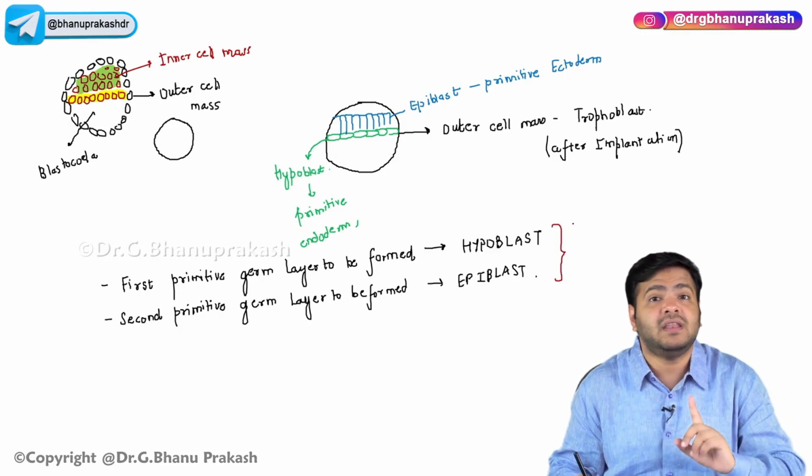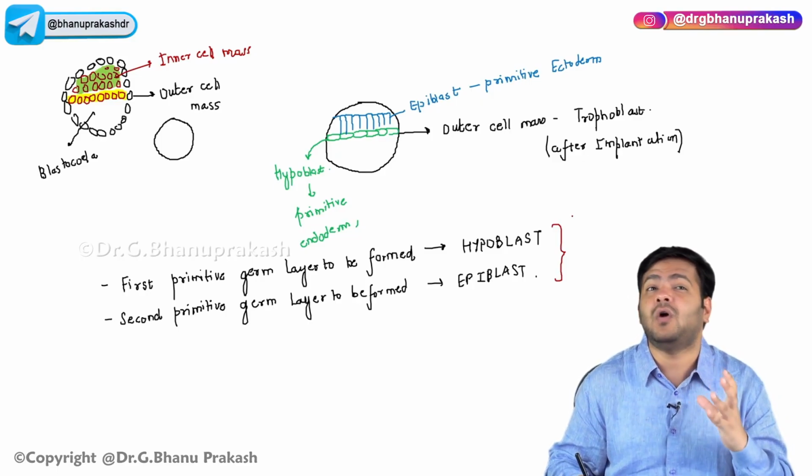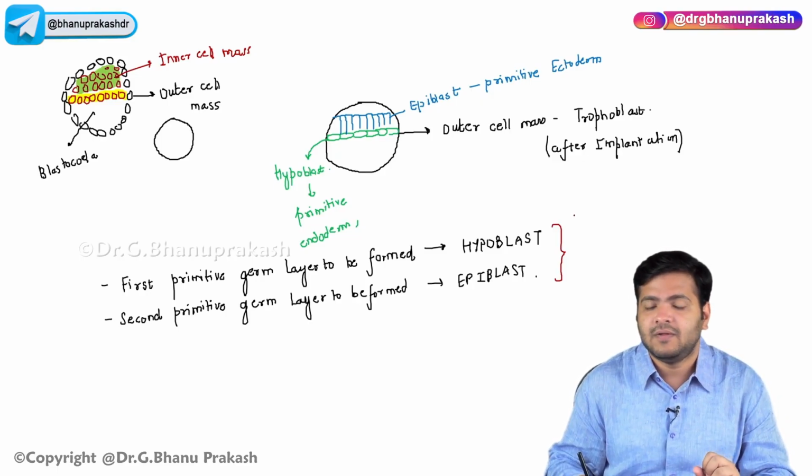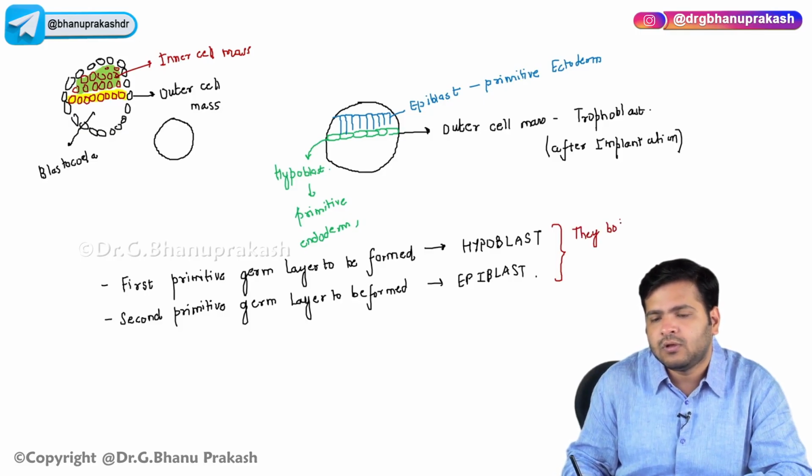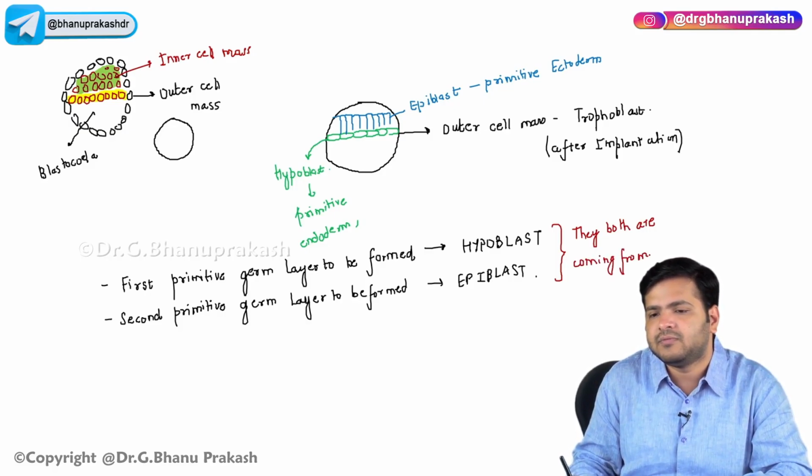Now if I ask you, the hypoblast and epiblast both are coming from the inner cell mass. It is very important to trace the pathway, where it is coming from, okay? So you already know they both are coming from the inner cell mass.